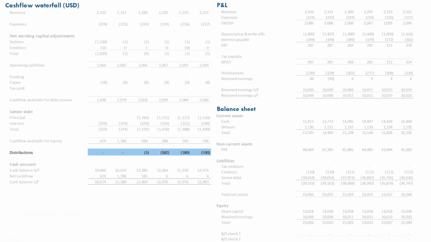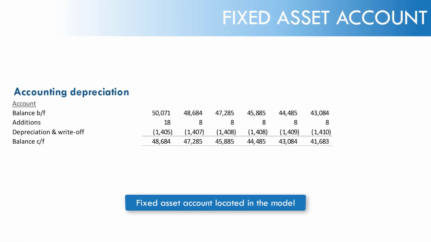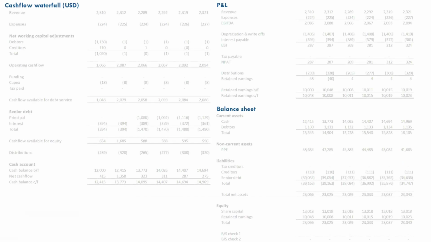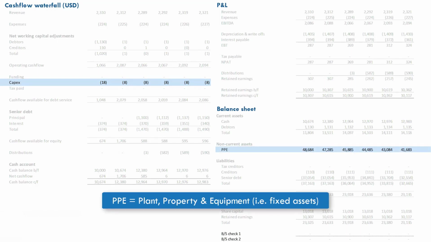Dividends are here on the cash flow waterfall and here on the P&L. We've mentioned fixed assets. In the actual account for that, here you have the cash flow item, here the P&L item, and here the balance sheet item. Where do these items come through in the financial statements? Well, the cash we spend on CapEx is here on the cash flow waterfall. This builds up an asset on the balance sheet. Then we depreciate that asset, P&L, and that depreciation expense reduces the value of the asset.